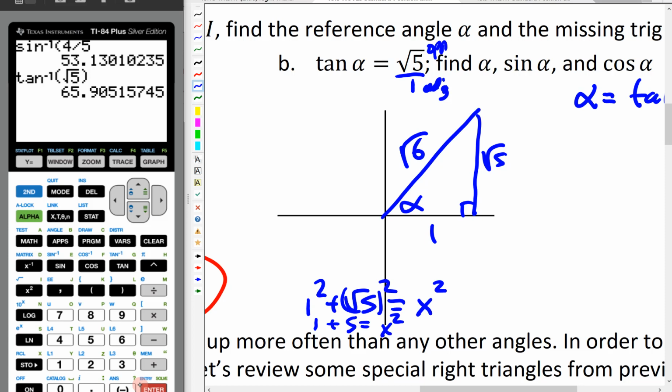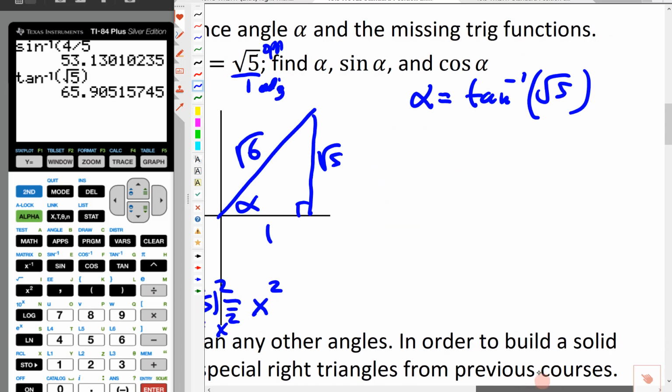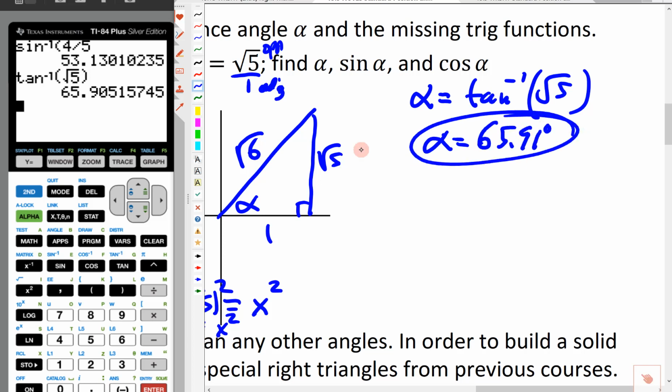Lizzie. Okay, so the adjacent side is 1, and then the opposite side, if radical 4 equals 2, then radical 5 has to be bigger than 2. Yeah, this side's more than twice as big as the adjacent side. So if the opposite side is bigger, we're going to expect a bigger angle. So the answer on this one is 65.91. So alpha on this one is 65.91 degrees. Okay, so we got that one.